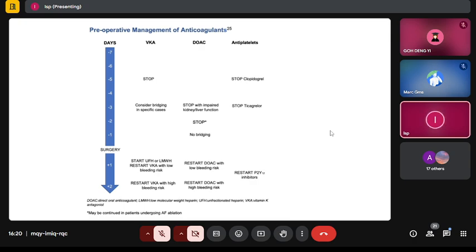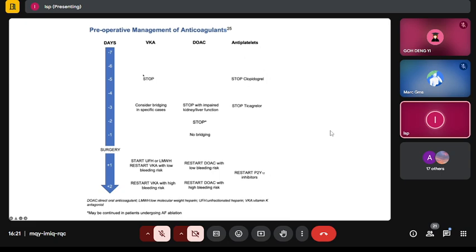So for invasive procedure, for medical procedure or surgical procedure, usually we ask them to stop 1 week beforehand. But in this guideline, I think this is a Malaysian anticoagulant guidelines, is saying to stop 5 days beforehand. So you can follow this one. For antiplatelet, you stop 5 days beforehand. Same goes to warfarin. You have to stop it 5 days beforehand.